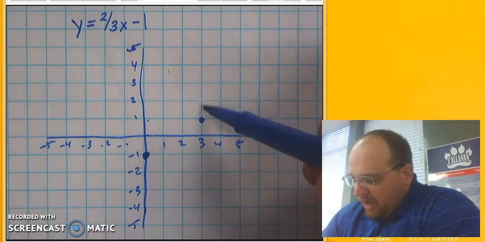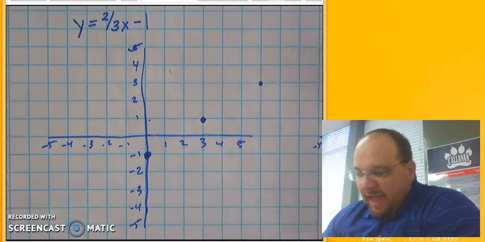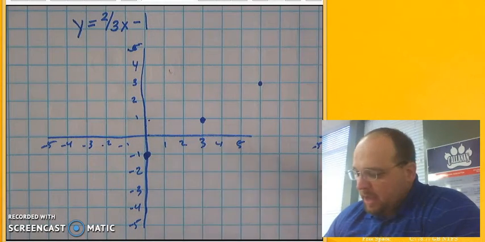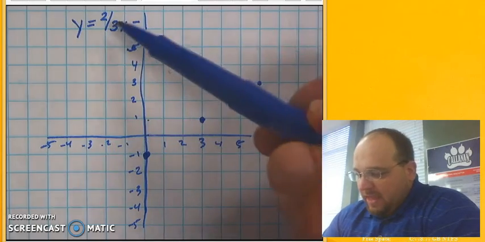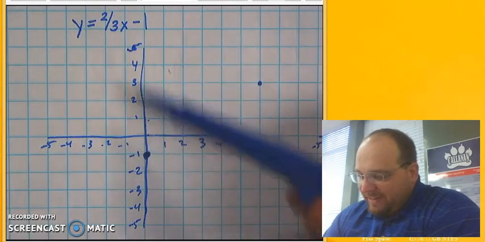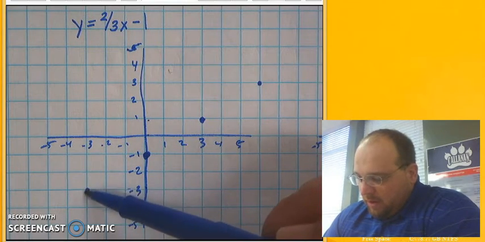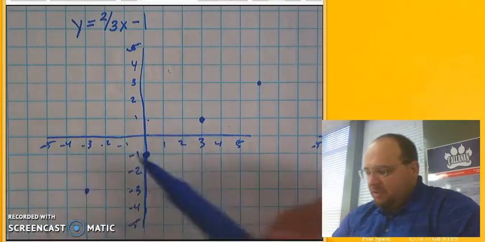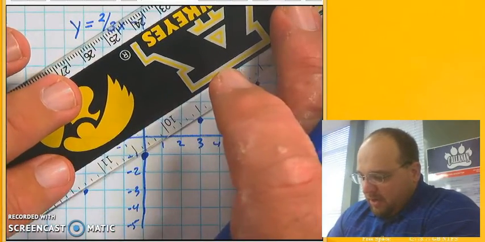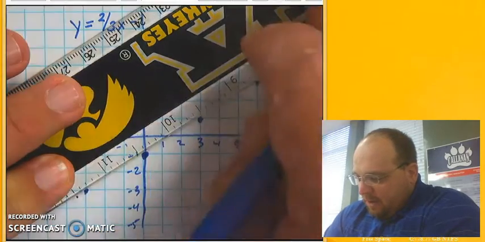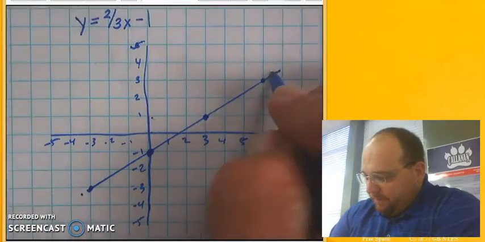I could do that again. I could go up 2, and I could go right 3, 1, 2, 3. That gives me my 3 points to make my line. I also can do the inverse of going up 2, right 3, which is going down 2, 1, 2, and going left 3, 1, 2, 3. If you take a look, when I go down 2 and left 3, I end up getting a point that falls right in line with that. And so here is my line for y equals 2/3 x minus 1.